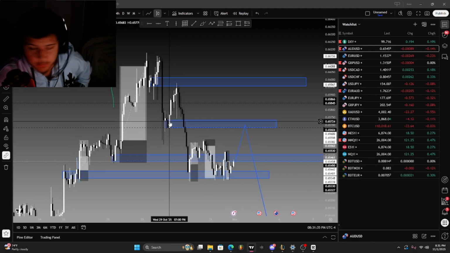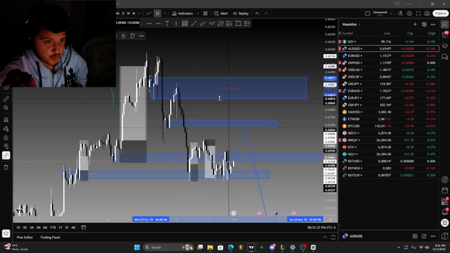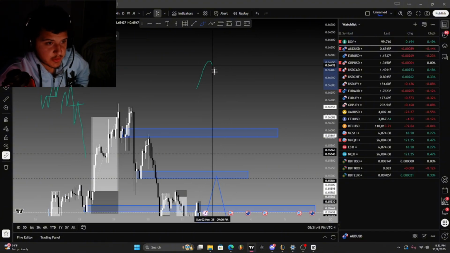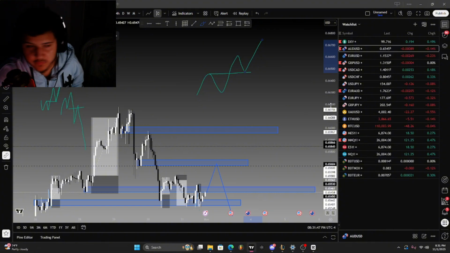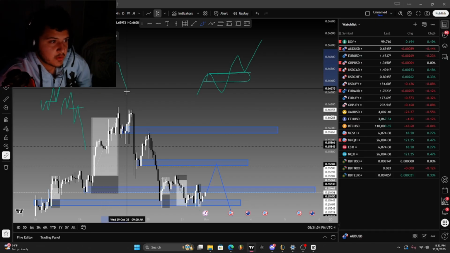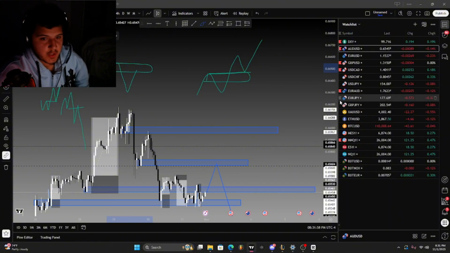So again, we're trading support and resistance. In a trend, wait, let me undo this. In a trend, this is how we typically move, right? We come back to this previous high and then we move higher. That's typically how we move in a trend. So this is where we're looking for our buys, and then in a downtrend, it's the opposite. This is where we would be looking for our sells.